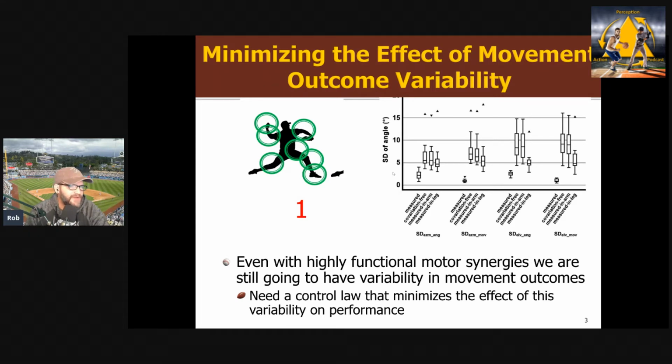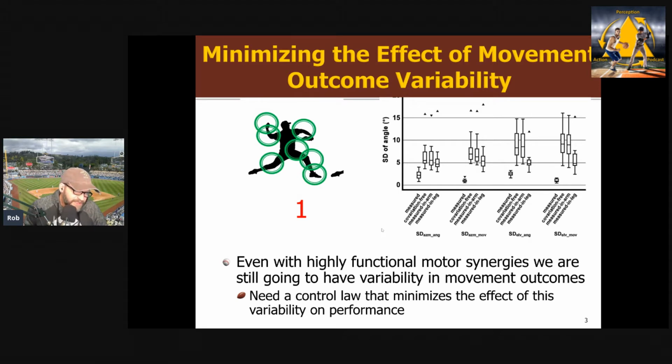But the important point I want to make is that even with a highly skilled athlete who has developed these synergies, this highly functional motor variability, there's still going to be variability in the movement outcome. This graph shows the covariation, and you can see it's not zero. The standard deviation of hand position is not zero. There's some variability. There always will be. We're never going to be able to produce the exact same outcome every time.